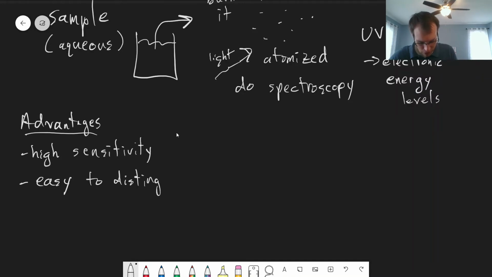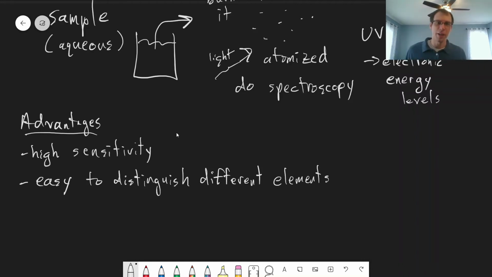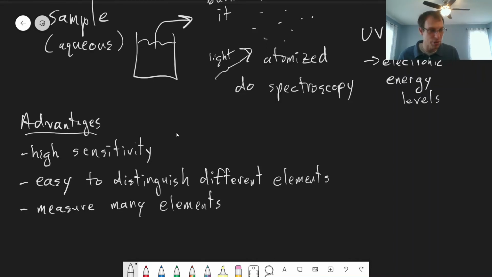You can be pretty certain that what you're looking at is what you're trying to measure. So when you break everything into its atoms, there are distinct absorption features or emission features that are specific to that atom, and you can tell them apart pretty easily. And we'll go into why that is in comparison to something that's in the liquid phase. One other advantage is that we can measure many elements at once, depending on the technique. So we don't have to be limited to just looking at one thing at a time.